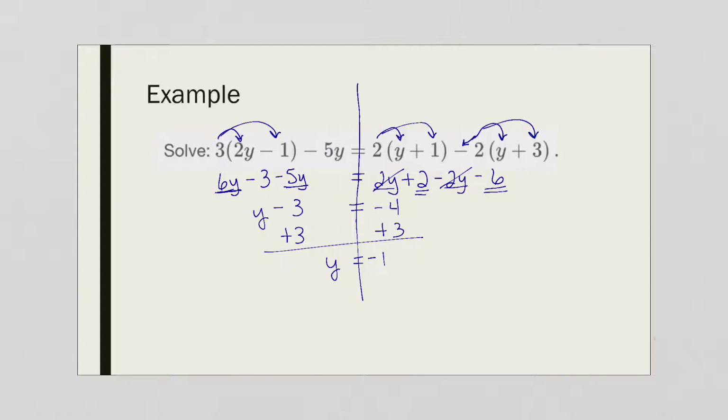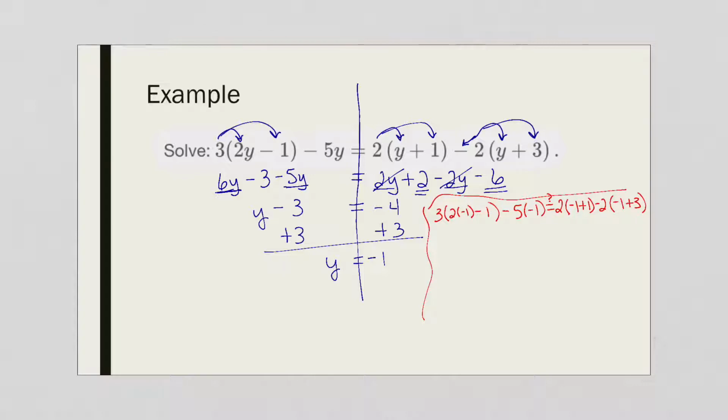All right, so you might be asking yourself, can you check that? Absolutely. So let's do that. I'm going to put negative 1 everywhere that I see y. So I've got 3 parentheses, 2 times negative 1, minus 1, minus 5 times negative 1. Does that equal 2 times negative 1 plus 1 minus 2 times negative 1 plus 3?